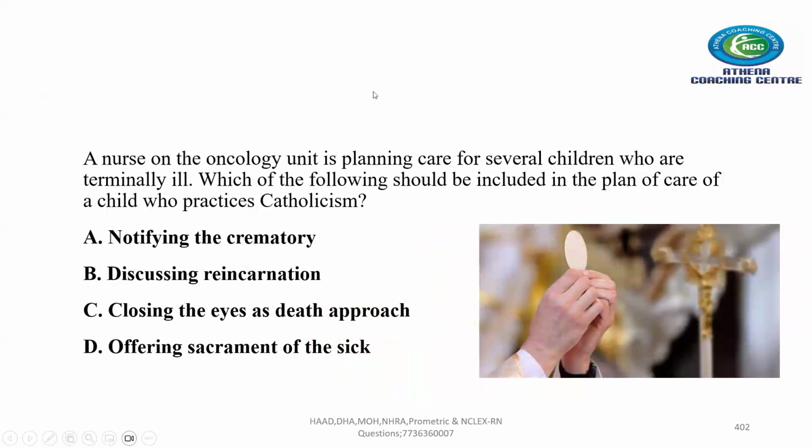And here is the next question. A nurse on the oncology unit is planning care for several children who are terminally ill. Which of the following should be included in the plan of care of the child who practices Catholicism? Fine. So here you are working in an oncology unit where there are many children. Out of that, one child is terminally ill. That means a metastasized patient, and the life expectancy is much lesser. So while taking care of this particular child, which of the following should be included in the plan of care?